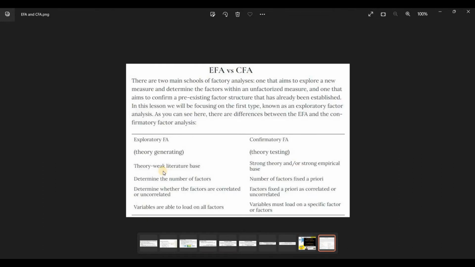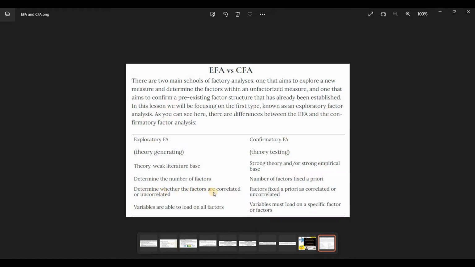And lastly, some typical things are there. Exploratory factor analysis you can apply for theory generation, and CFA you can apply when you want to test the theory. When the theory is weak and literature based, you can apply EFA, and when there is a strong theory or strong empirical basis, you can apply CFA. If you want to determine the number of factors, then EFA; if the number is already determined and fixed, then you are required to apply CFA in this condition.